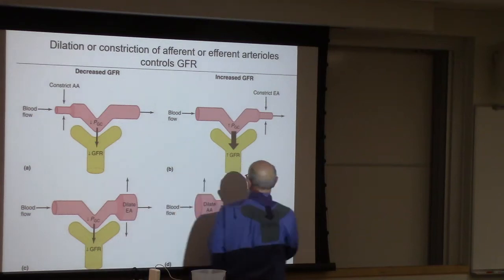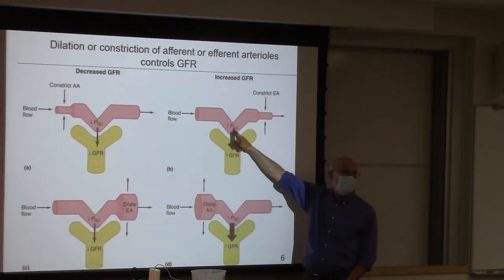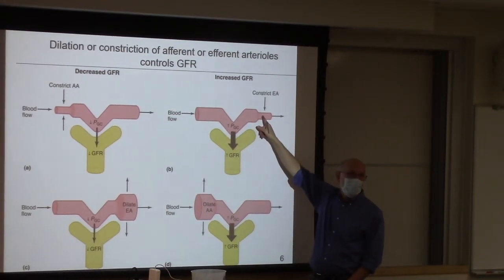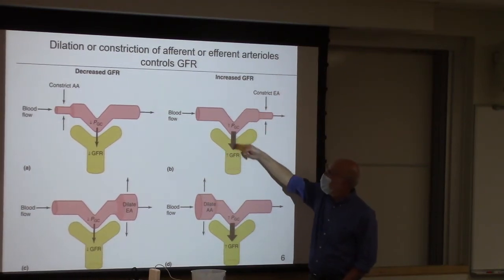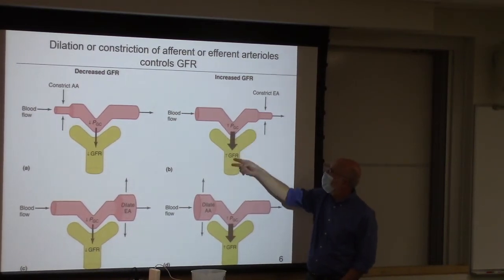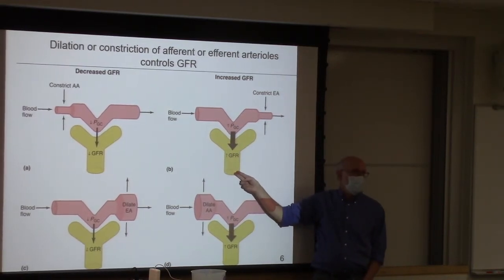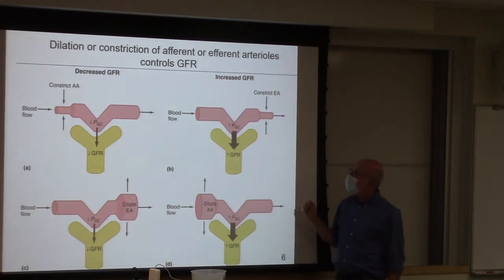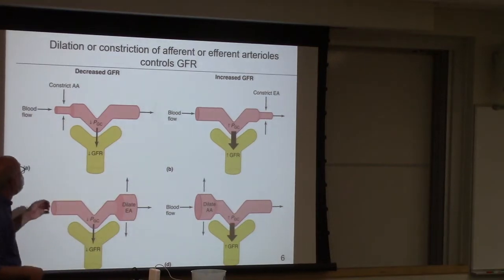So let's get this cartoon straight. This is an afferent arteriole, glomerular capillary bed, efferent arteriole. This is the process of filtration. Filtering fluid from a glomerular capillary into Bowman space, and then it becomes the proximal tubule. That's the nature of this schematic. Okay, let's take this figure apart.